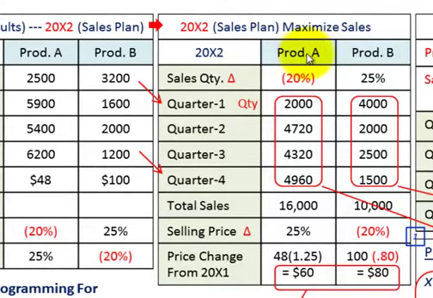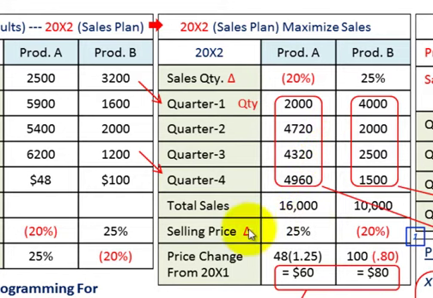For product A, we have a sales quantity change. It went down 20% from last year. So based on last year's results, we now have our new proposed 20x2 numbers based on that 20% reduction. And for product B, it went up 25%. So again, we have those adjustments for quarter 1 through quarter 4. So these are the quantities that we're dealing with.